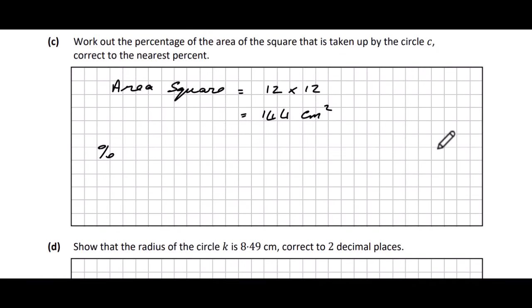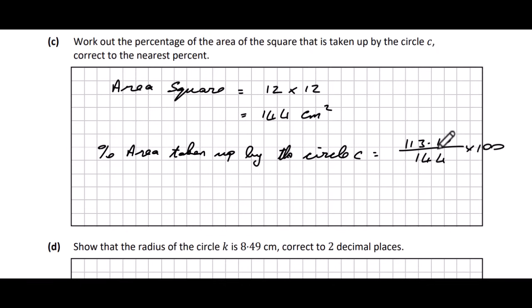So the percentage area taken up by this circle C is going to be the area of circle C, which is 113.10 divided by 144 times 100. So when you do that, you get 79%, and that's correct to the nearest percent.